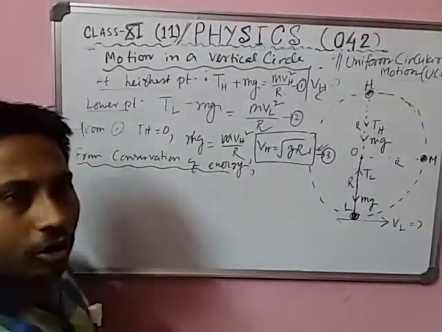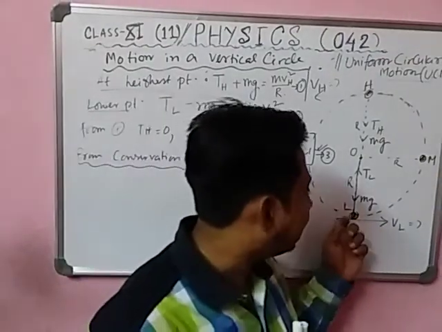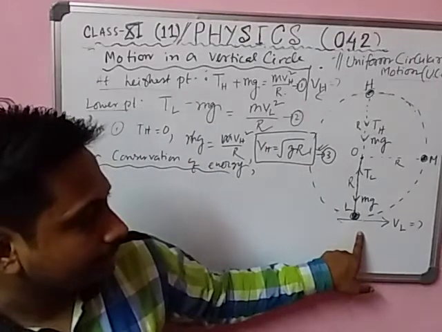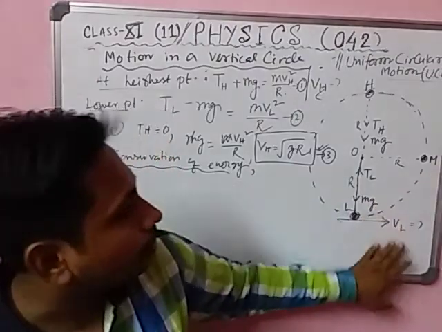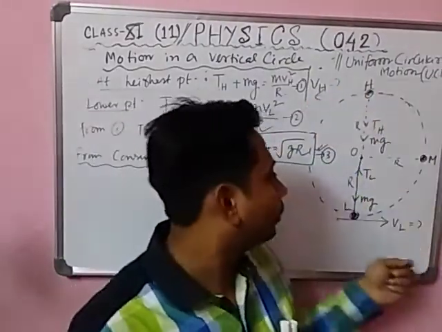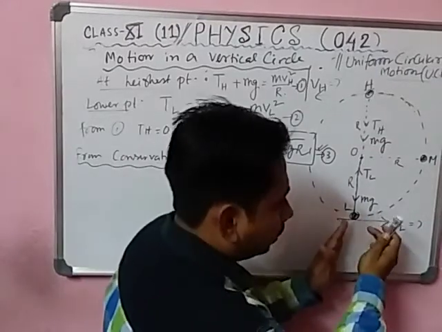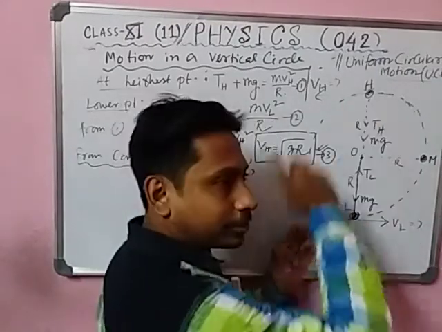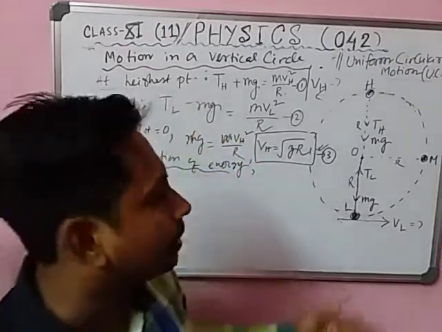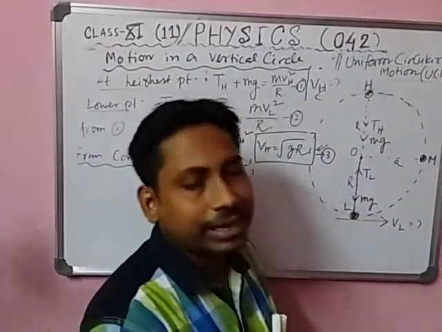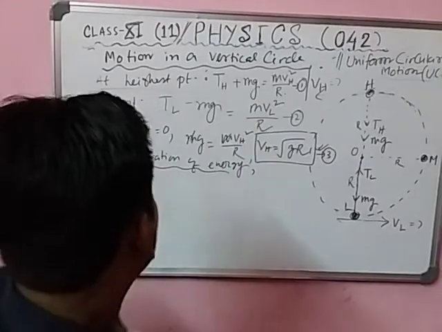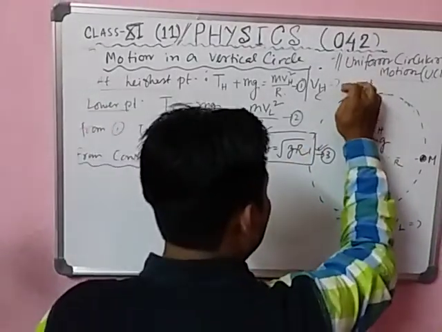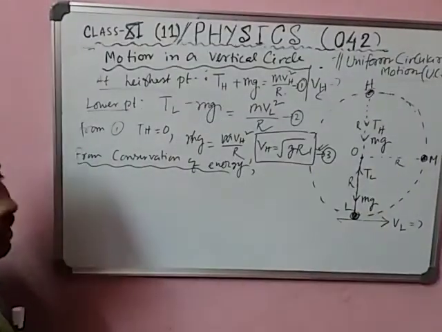Energy is always conserved. First, calculate the lower point energy, which is equal to the middle point energy and also equal to the higher point energy. So we compare the lower point energy with the highest point energy. There is no question of comparison, actually both energies will be the same. From energy conservation you can find the velocity at the lower point. Understood? If you put the value of the highest point velocity in that equation, you will get the minimum value of the lower point velocity.